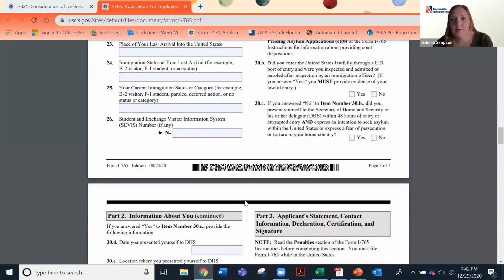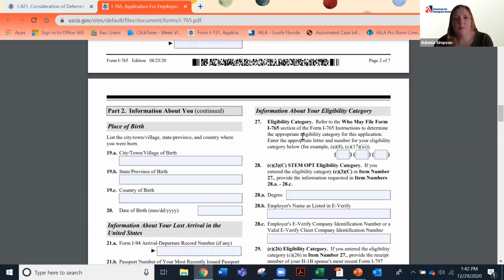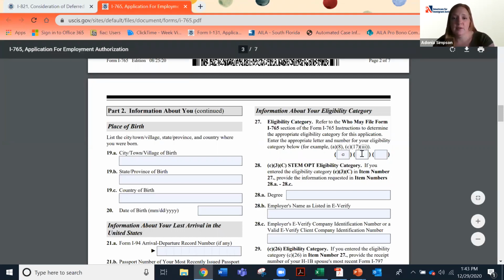All right. So moving on, a big thing to keep in mind, every work authorization is based on some sort of immigration benefit or immigration status. So to indicate the status that your work authorization is based on, you have to indicate an eligibility category. For DACA, it's C-33. So this is incredibly important. You're going to want to click C-33. That's your DACA eligibility category.